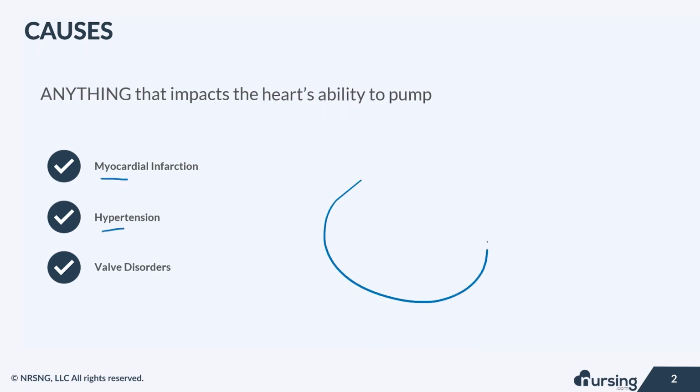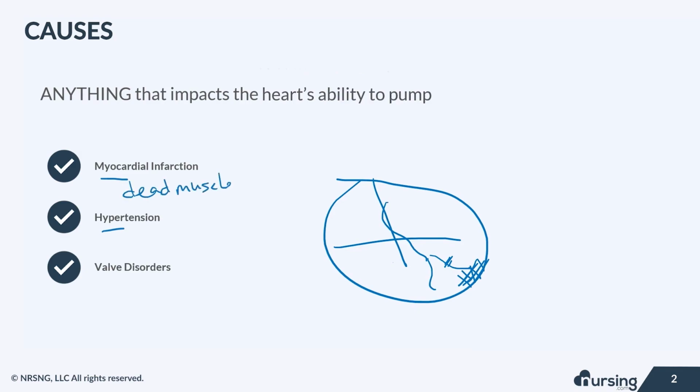So what's going on? Here's our heart. We've got our 4 chambers. We've got our blood flow. So if one of these coronary arteries is blocked, then we'll see this muscle down here is going to die. Okay. Big thing with an MI, dead muscle cannot pump. So if dead muscle can't pump, then we lose the heart's ability to pump.